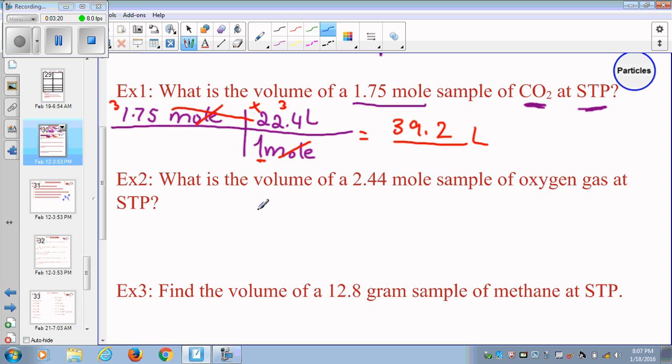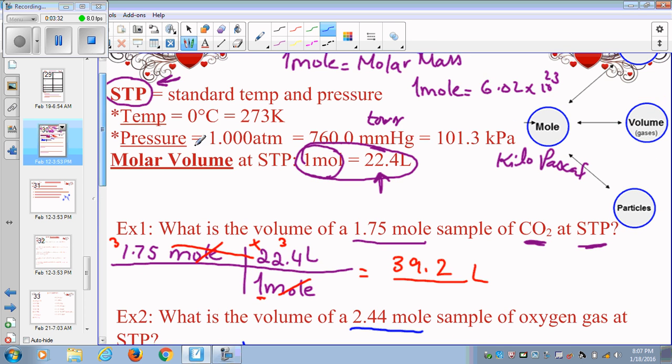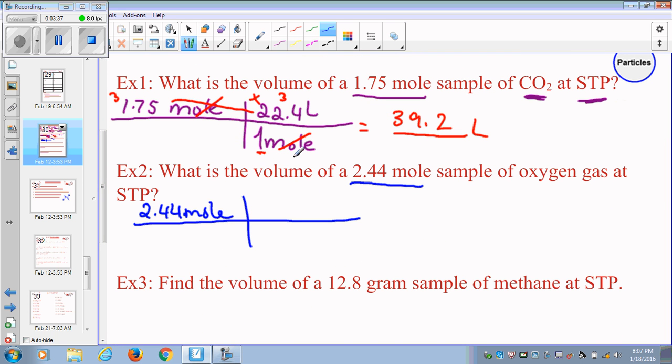So let's go ahead and solve another problem. I am given 2.44 moles. Again, the conversion factor is the same: 1 mole is equal to 22.4 liters. The question is asking for the volume, so the volume is in liters here, and 1 mole is equal to 22.4 liters. So 1 mole goes in the denominator, and I multiply by 22.4 liters. I cancel the moles out and multiply the two numbers together.